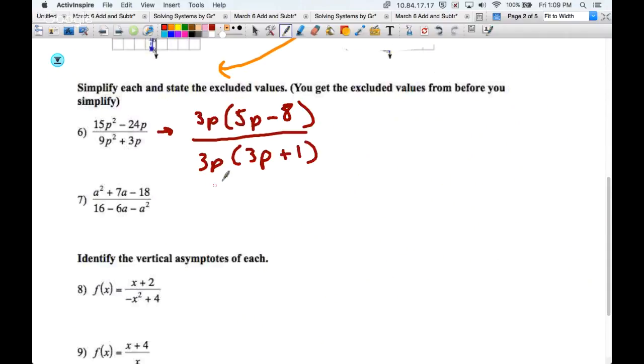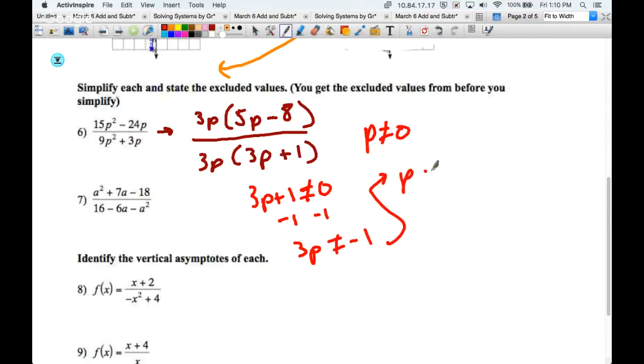All right, so we're going to have an excluded value. P cannot equal 0 because that would make this value here equal to 0, and we'd be dividing by 0. Also, 3p plus 1 cannot equal 0 because then the whole bottom would be 0. We'd be dividing by 0. So now we got 3p cannot equal negative 1. P cannot equal negative 1/3. So the simplified form is just this here after those cancel out, and these are the excluded values.